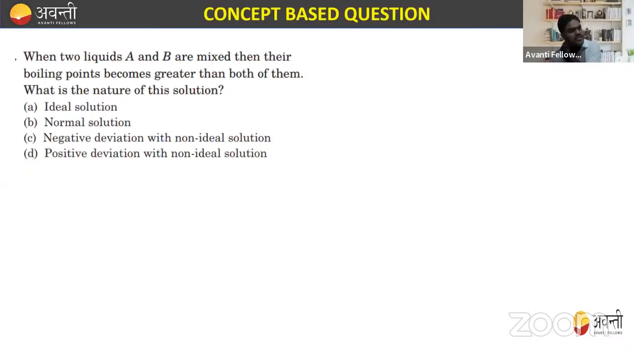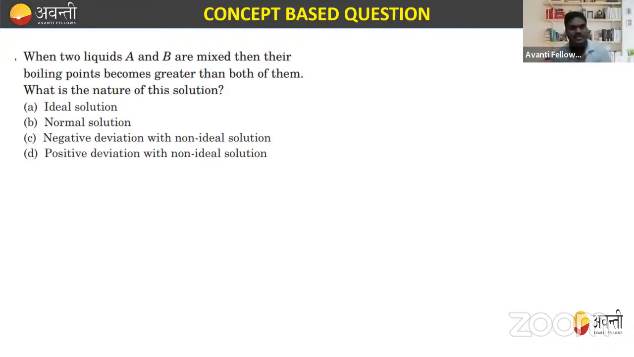This question is also based upon ideal and non-ideal solutions. So what does the question ask? When two liquids A and B are mixed, their boiling point becomes greater than both of them. If they show a maximum boiling point, greater than both of them, what is the nature of this solution?